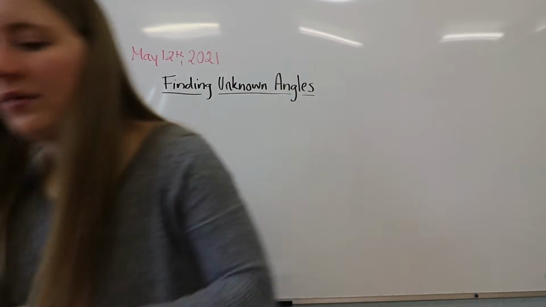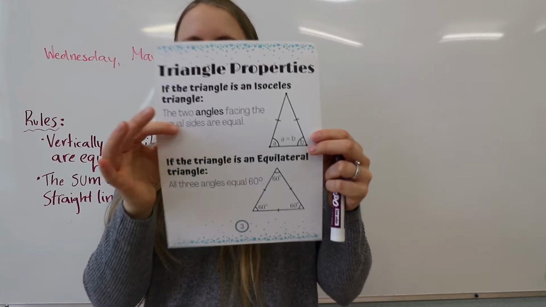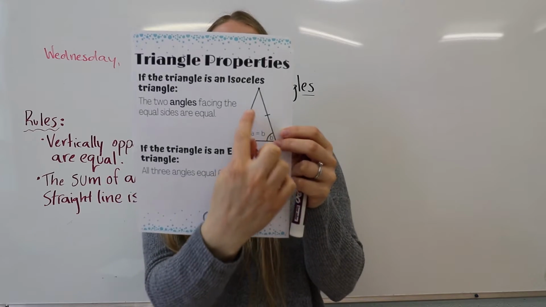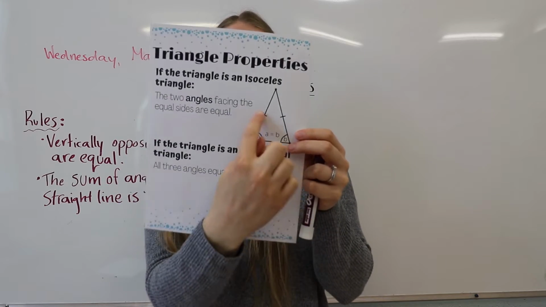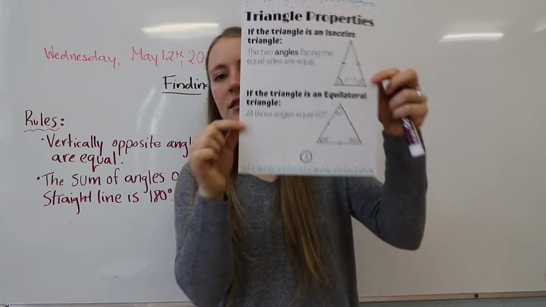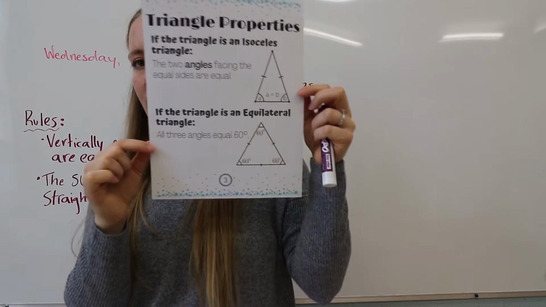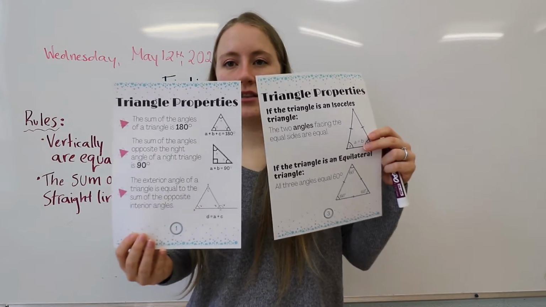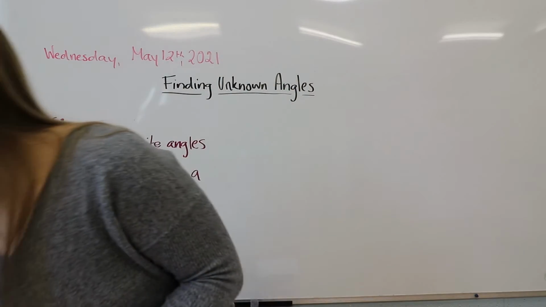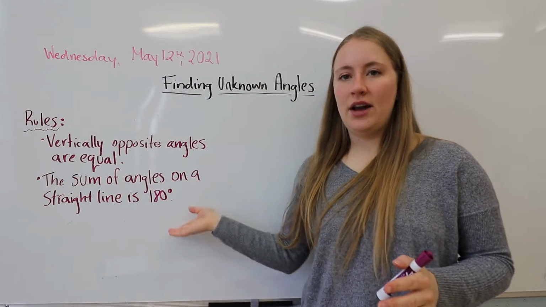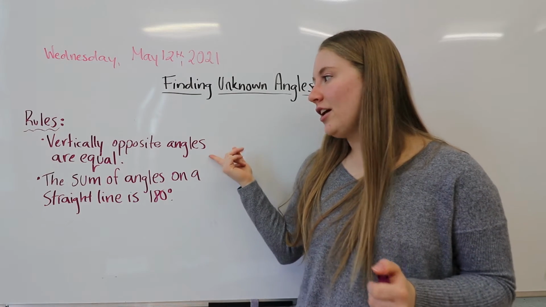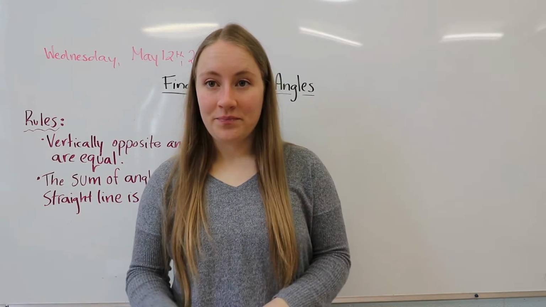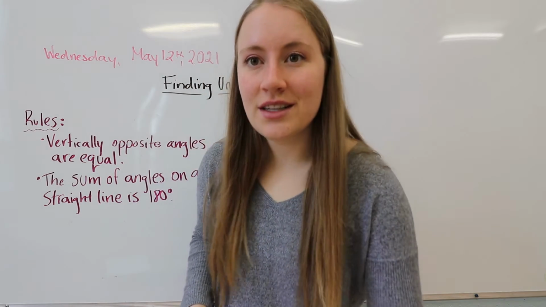As well, don't forget we have these two rules. Okay, the two angles facing the equal sides are equal in an isosceles triangle. So you can see how that works. And then for equilateral triangles, all of the angles are 60 degrees. And that is always true for an equilateral triangle. Okay, so we have these sets of rules. And I also want to remind you of the rules that we learned about angles earlier this year. So vertically opposite angles are equal and the sum of angles on a straight line is 180 degrees, okay? So now that we have all of our rules, we're going to apply them.